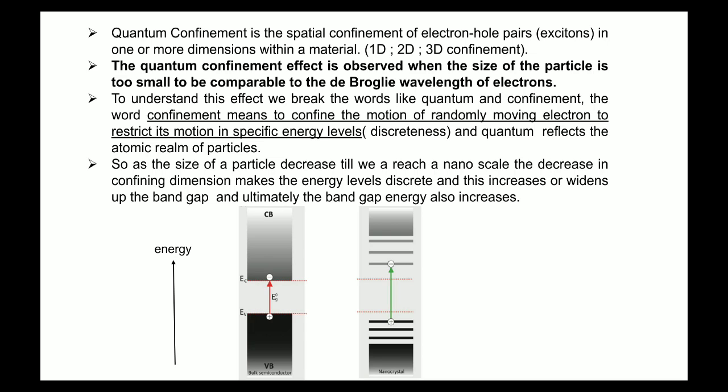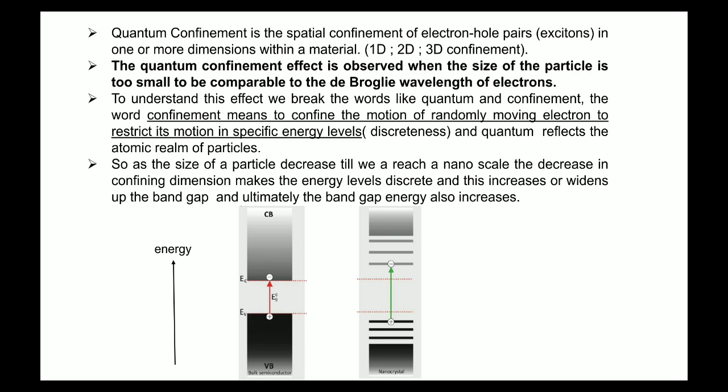And that dimension is very small compared to the de Broglie wavelength of electrons. It means the de Broglie wavelength of the electron is related to Bohr's atomic radius. So if the size of the material starts to reduce below Bohr's atomic radius, then this quantum confinement effect starts to be observed in the material.